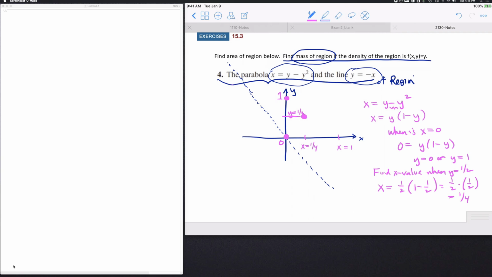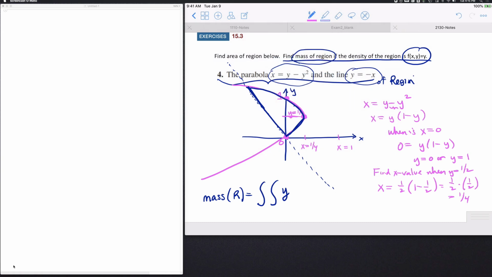So it's a parabola that must do something like this. We now want to find the mass of the region enclosed, so this region itself. And we know that the density function is equal to y. So we're going to do a mass integral of the region R, assuming that the density function is y.